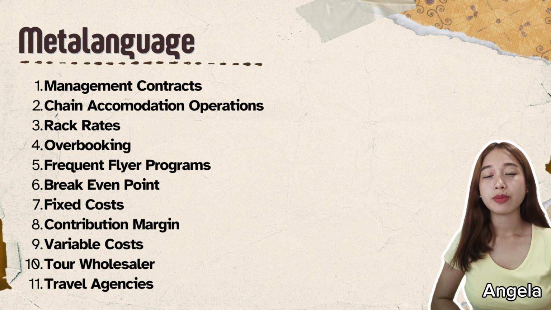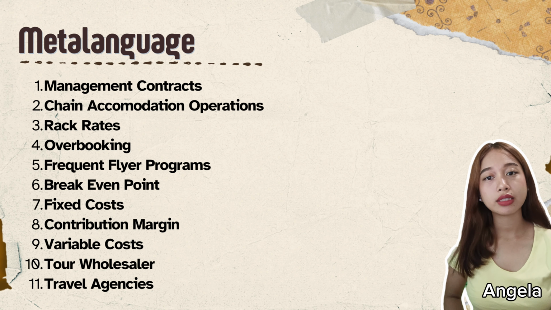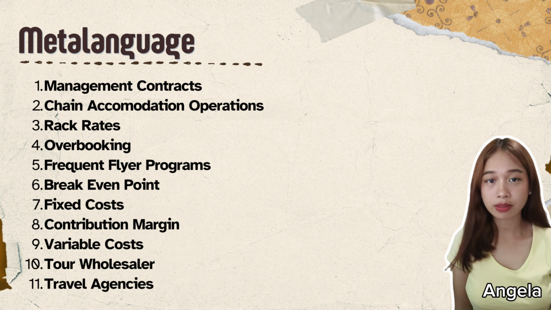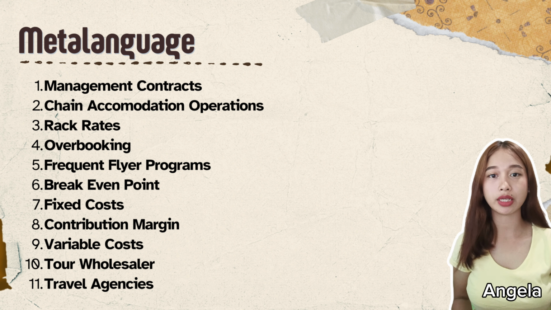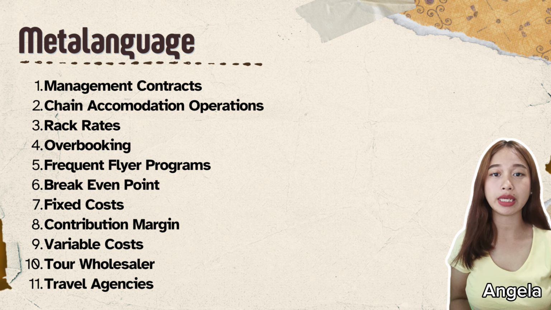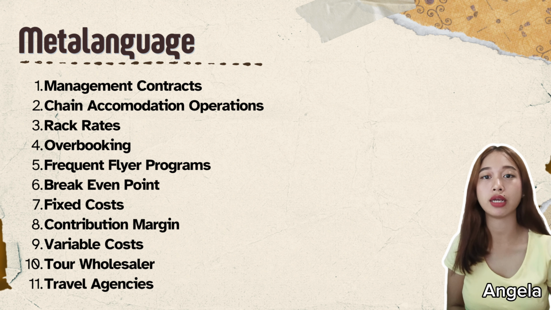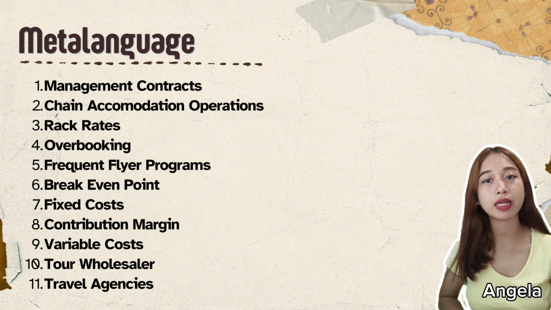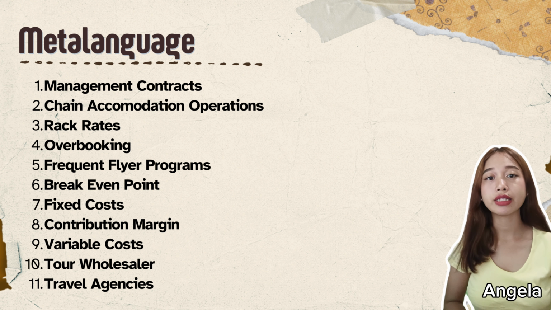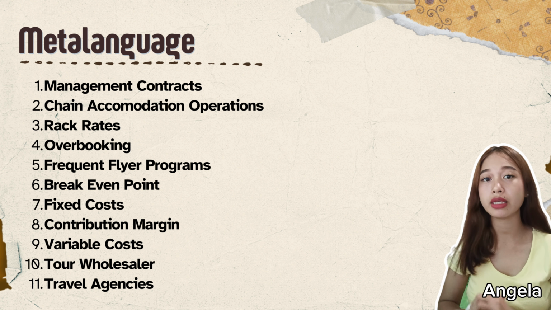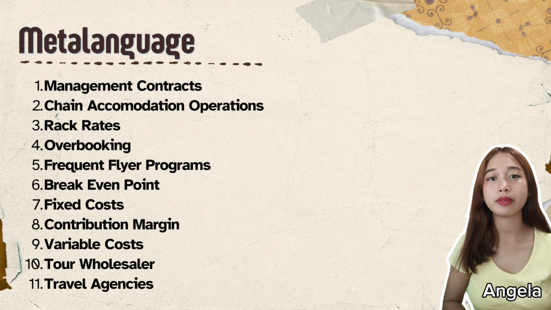Number one, management contract. A management contract is an agreement between investors or owners of the project and the management company hired for coordinating and overseeing a contract. The main purpose of the management contract is to lay out the terms and conditions. This includes the duties and responsibilities of the manager as well as the compensation they would receive for their services.